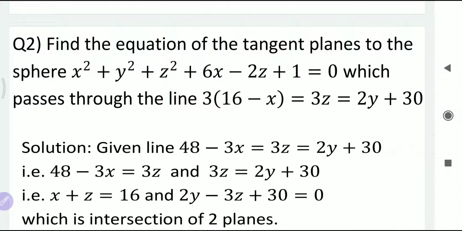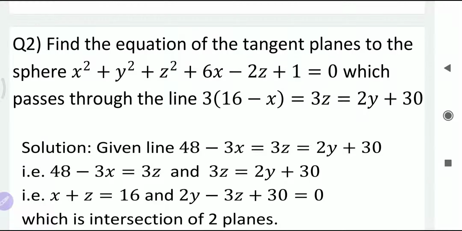Find the equation of a tangent plane to the sphere x square plus y square plus z square plus 6x minus 2z plus 1 is equal to 0, which passes through the line 3 times (16 minus x) equal to 3z equal to 2y plus 30. Again we want to find the equation of the tangent plane, and what is given to us is a sphere which passes through the line.